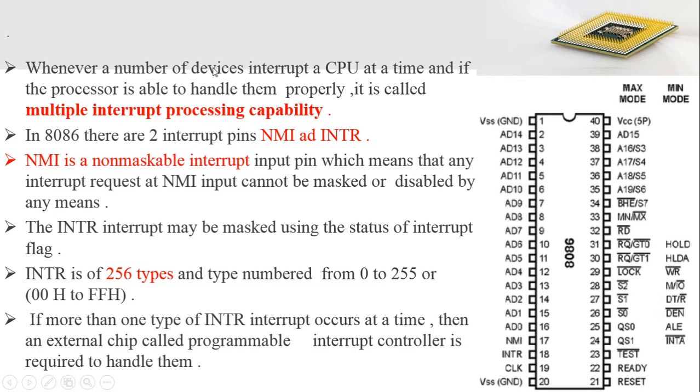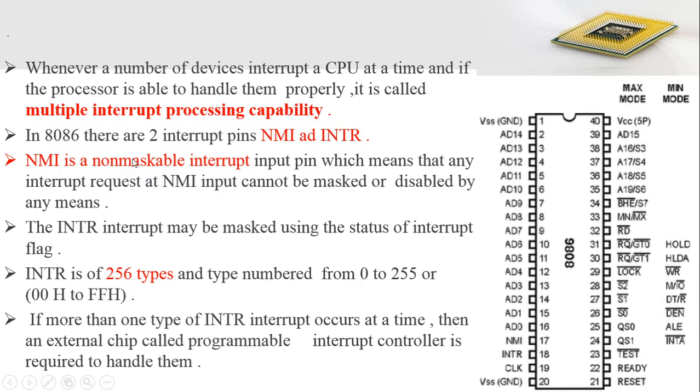That is, whenever a number of devices interrupt a CPU at a time and the processor is able to handle them properly, it is called the multiple interrupt processing capability of our processor.